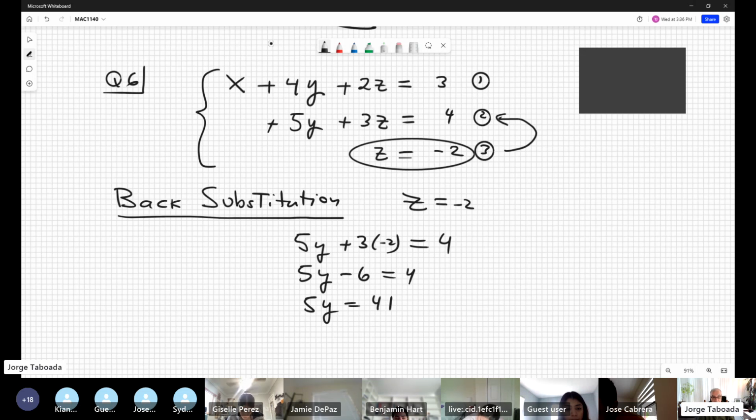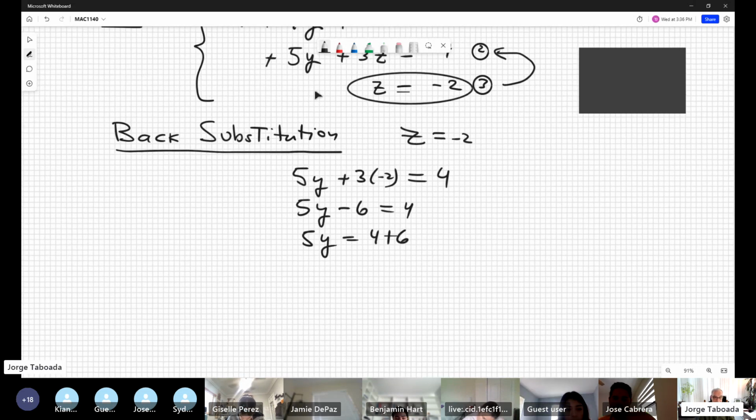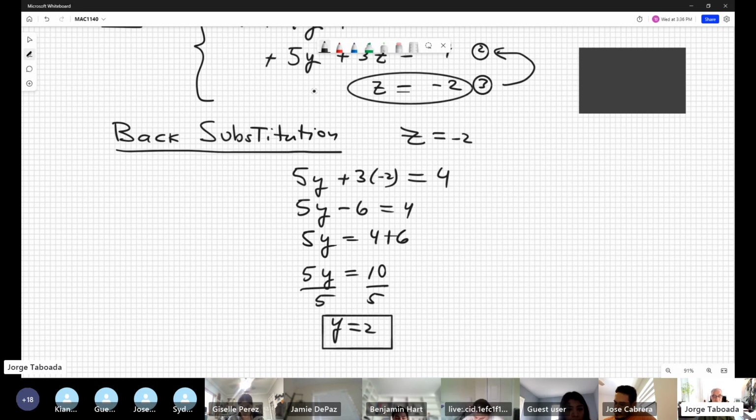5y is equal to 4 plus 6. I'm moving it to the right hand side. 6 and 4 combined is 10, and divided by 5 on both sides, y is 2. So y is 2, z is negative 2. Sorry, I forgot to enclose it in the box because it's important information.